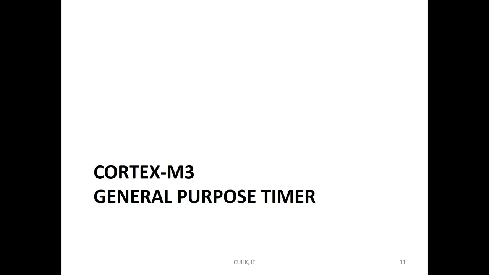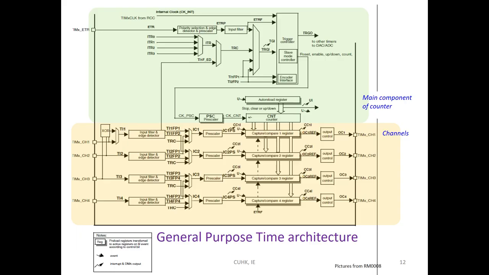Okay, general purpose timer. Now, the architecture of the general purpose timer separates into two parts. The first part, the green, is the common function of the timer, and the yellow part is the output channel. This CPU's one timer can operate four channels. We will try this one. Mainly, let us understand the common part of the timer.